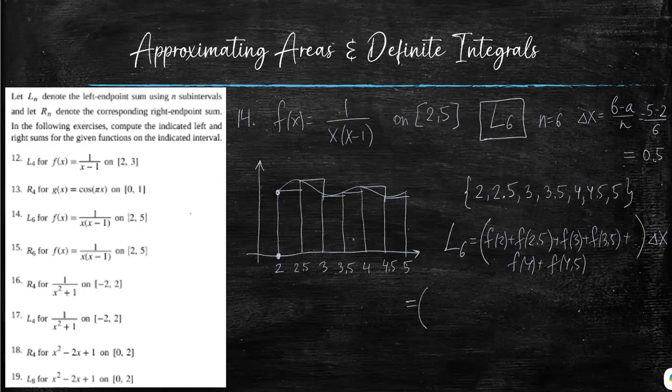So we're going to plug in f of 2. f of 2 is 1 over 2. f of 2.5 is 1 over 2.5 times 1.5. I don't have a calculator, so I don't think I'll be able to finish this problem. Then 1 over 3 times 2 plus 1 over 3.5 times 2.5 plus f of 4 plus f of 4.5, and delta x is equal to 0.5. So everything gets multiplied by 0.5. I don't have a calculator, but I'm going to use Desmos.